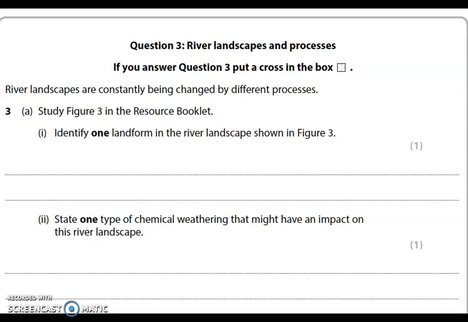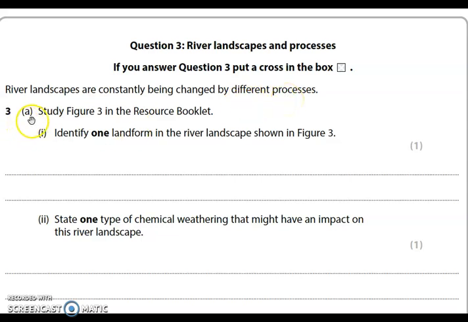Remember, it's really important to read all of the information in the whole exam booklet. So question 3, river landscapes and processes. If you answer question 3, which you should do because that's one that we've studied along with coasts, then put a cross in this box. Don't circle it, don't tick it, put a cross in the box. Follow the instructions. River landscapes are constantly being changed by different processes.